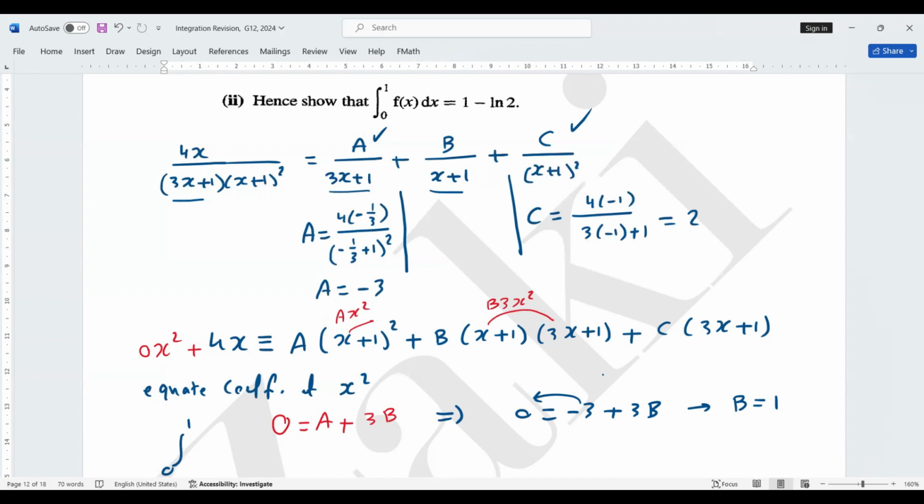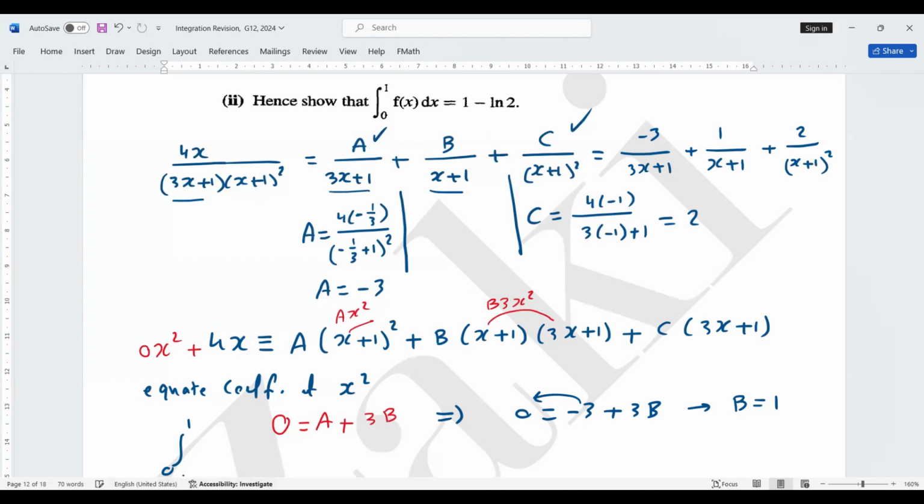Now we need to integrate all. But first of all, we write this as a fraction. So the value of a, it's negative 3 over 3x plus 1. The value of b is 1 over x plus 1. The value of c is 2 over x plus 1 squared.